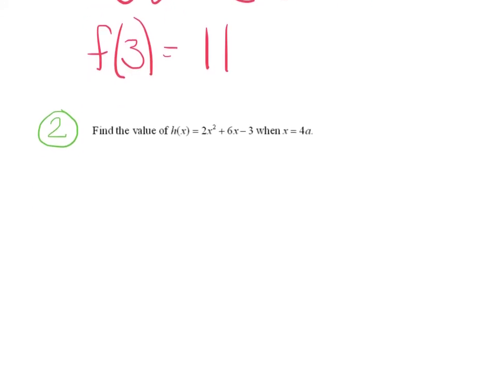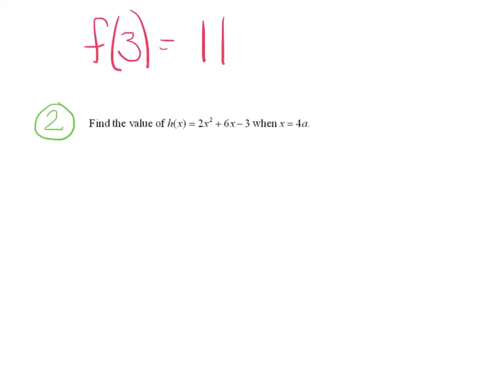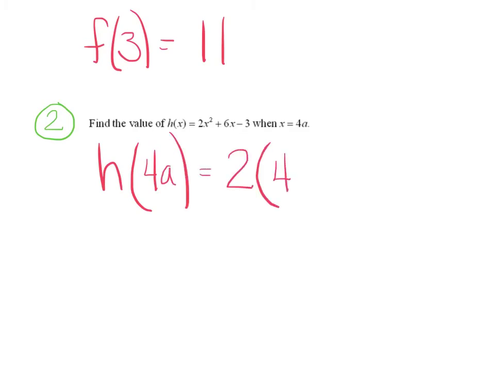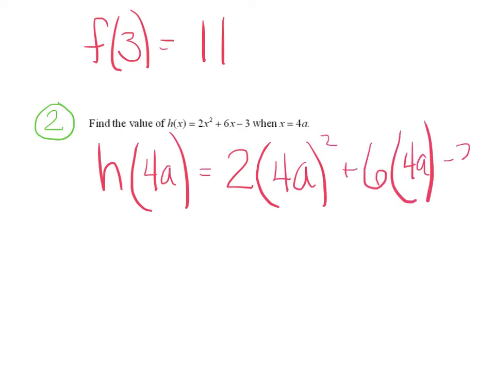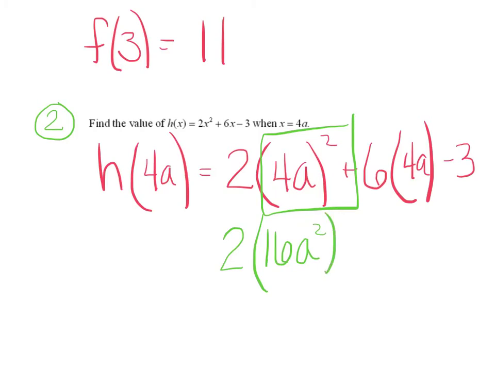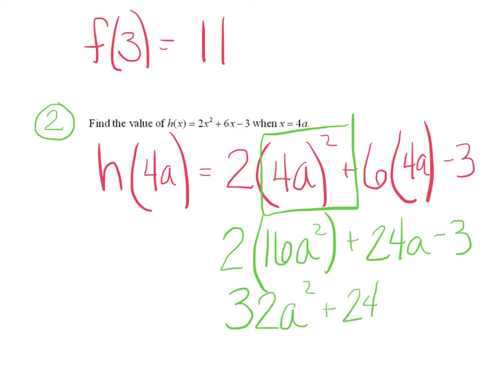Example 2: find the value of h of x equals 2x squared plus 6x minus 3 when x equals 4a. So same idea. I would just say h of 4a equals 2 times (4a) squared plus 6 times (4a) minus 3. Notice when I substitute in, I'm always using parentheses. And now I'm just going to carefully clean up. Just remember order of operations. Parentheses and exponents come first. So I would say I have 2 times, square everybody, 16a squared, plus 24a minus 3, which gets me 32a squared plus 24a minus 3.